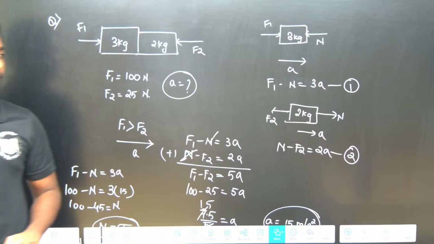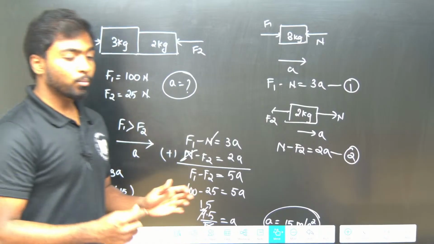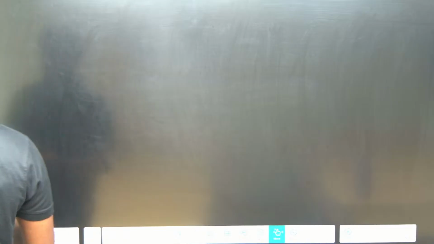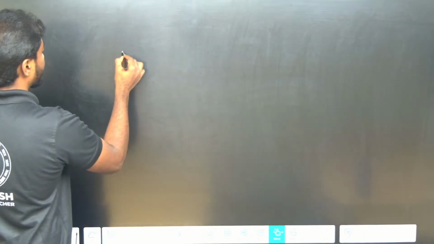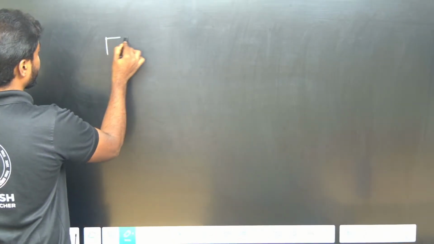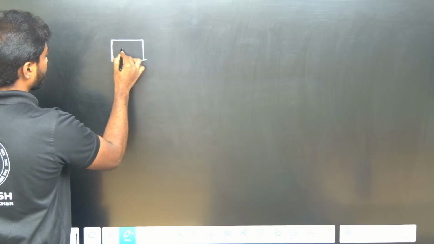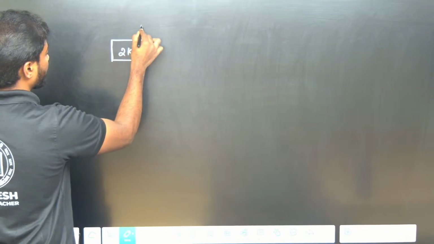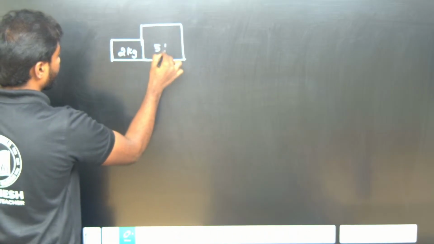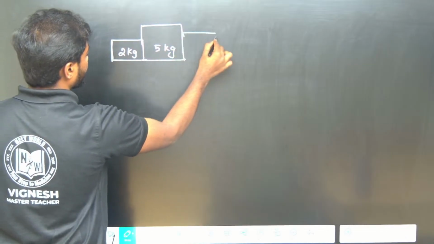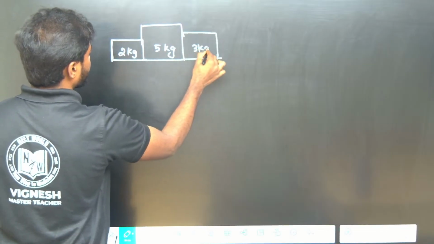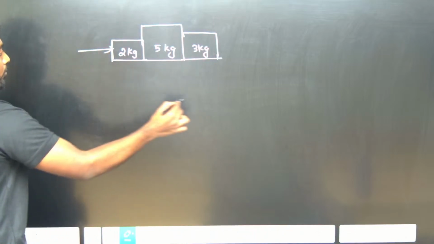Can you go for the next one? Okay. Now, we will see blocks of 3, 3 blocks. The given question is 2 kg, 5 kg and 3 kg blocks. The first one is the 2 kg block, the second one is the 5 kg block, and the third one is the 3 kg block. Now two forces are acting in opposite directions.